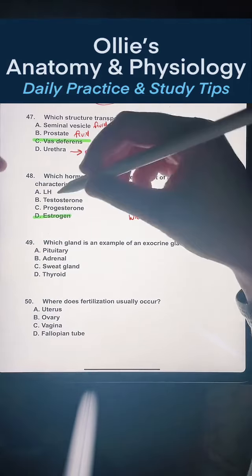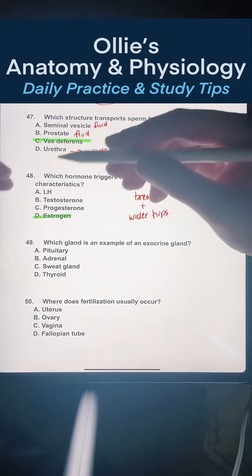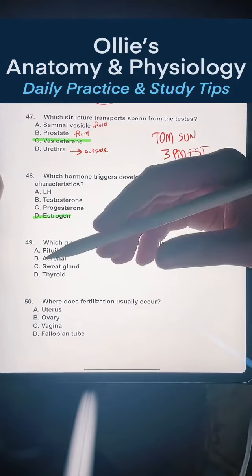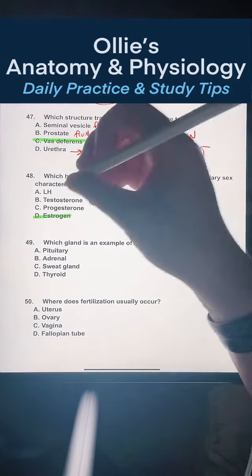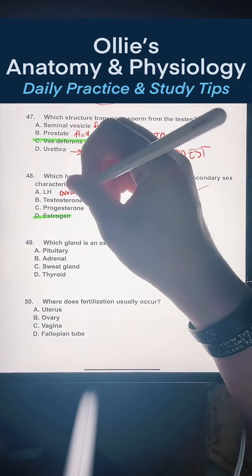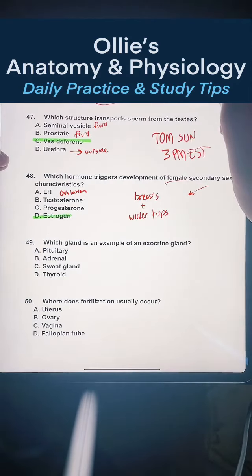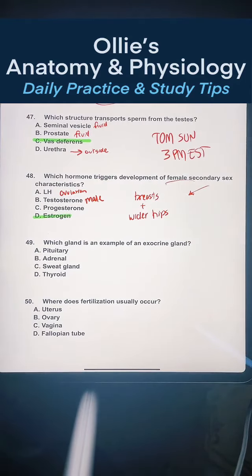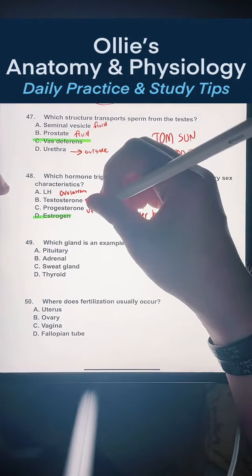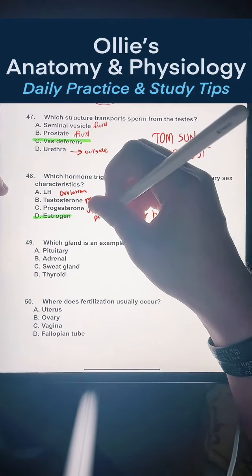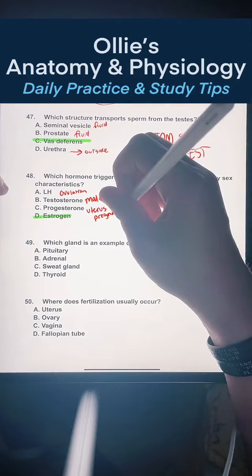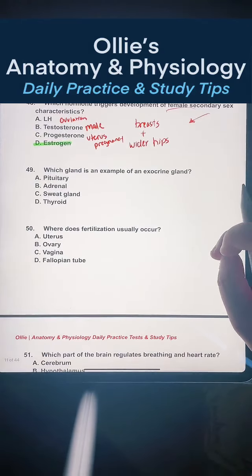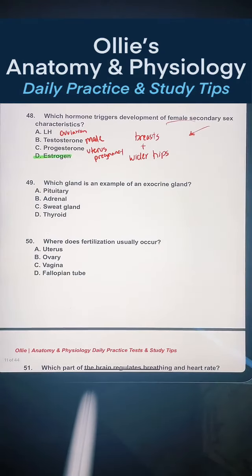And whatnot. Luteinizing hormone we talked about earlier, so we think of the LH surge. It triggers ovulation, which is the release of an egg, but not the secondary sex characteristics. Testosterone is going to be for male secondary sex characteristics, and progesterone, again, is preparing the uterus for pregnancy. All right. Moving on now to number 49.